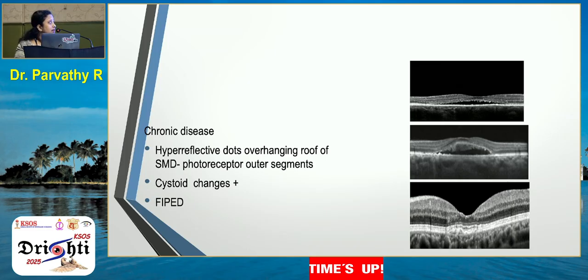And coming to the signs of chronic disease, we have hyperreflective dots. In the first image, we can see hyperreflective dots overhang the roof of SMD, and this represents the photoreceptor outer segment. Then cystoid changes, fibrinous materials, and flat irregular PED, which corresponds to the double layer sign, which is an indicator for risk of neovascularization, can also be seen.